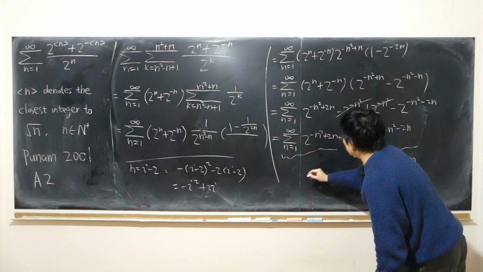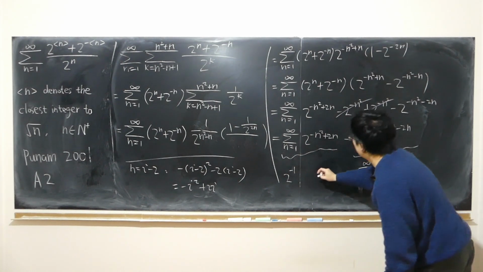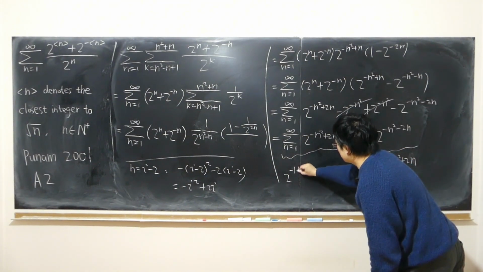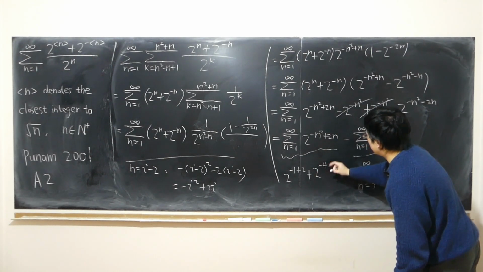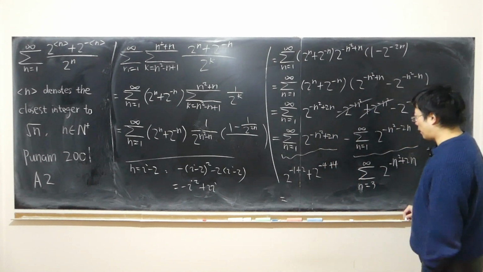n equals 1 and 2. Negative 1 plus 2, plus, n equals 2, you have negative 4 plus 4. 2 plus 1, exactly 3.